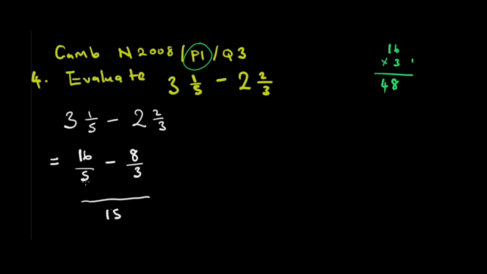Kureva kuti panapa 3 into 15 is 5. 3 times 16 is 48. Subtracting 3 into 15 is 5. 5 times 8 is 40. Saka our final answer is going to be equal to 48 minus 40 is 8 over 15. We cannot further simplify. Hatina a factor inopinda mna 8 na 15 both, asi singasiye a remainder. So this is question number 4 for us.